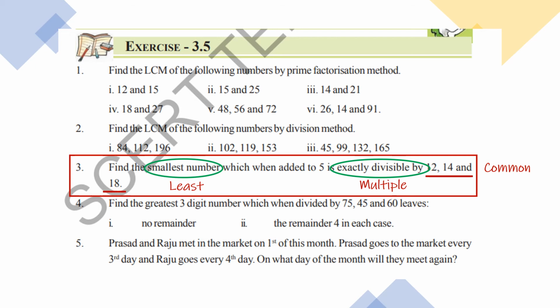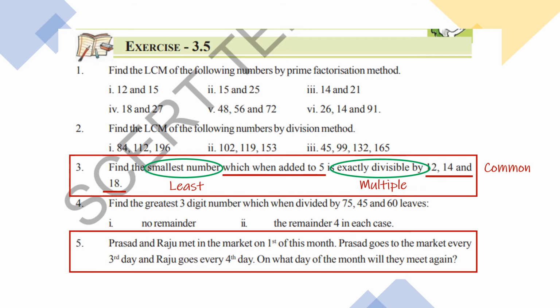But as I said, there is also a second part to the problem, which when added to 5. So we have to find the number which when we add to 5 gives us the LCM of the numbers. Can you find the number now? Try it.